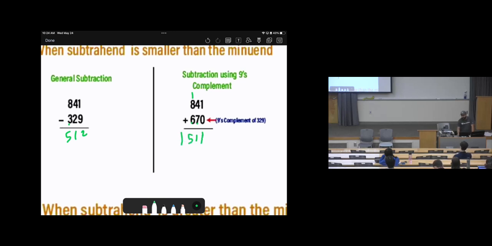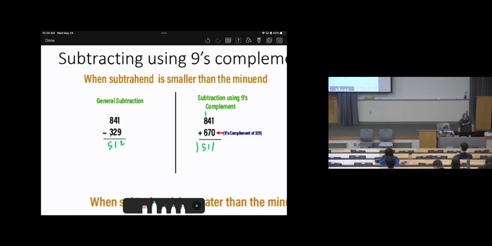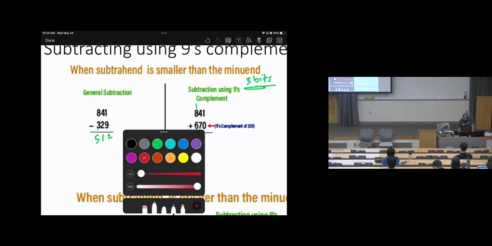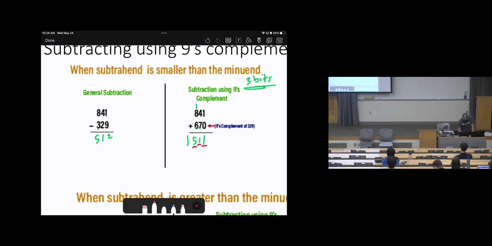Don't write it this way. This is incorrect. Why? Because we have a carry out bit. Remember, in this one we have only 3 bits. The system or the computer can handle only 3 bits. It can handle 1, 2, 3. What will happen to this? This is called a carry out, which is out of range. My computer can handle only 3 bits, and this bit is out of range. What should I do with it?